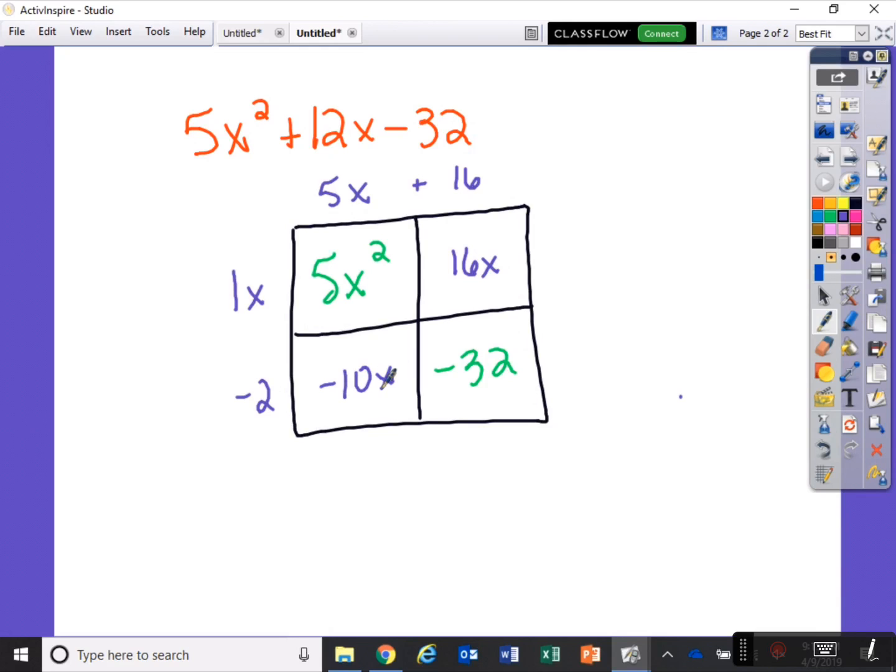Well, what's negative 10 plus 16 make? 6. Not 12x, right? So we can't use 16 and negative 2, can we? What about negative 16 and positive 2? Should we try those? If I do negative 16 and positive 2, that's going to make this negative 16x and this positive 10x, and that's going to give me negative 6x. You take the sign of the bigger number. Still not 12, is it? So 16 and 2 are out.